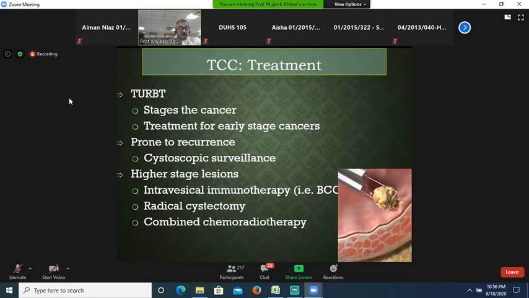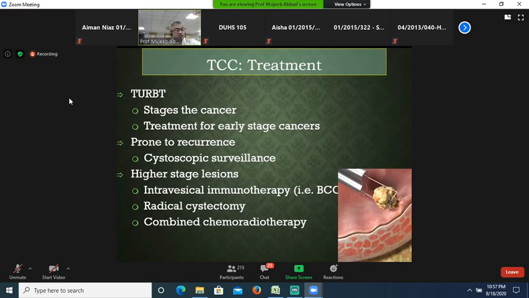It is notorious for coming back again and again. Cystoscopy surveillance, initially after removal, is every 3 to 4 months, then you go to 6 months and a yearly one. Intravesical immunotherapy is also available. I think one of the famous politicians used to have that one in England. Or radical cystectomy when the cancer has gone, according to its classification, beyond all layers of the bladder. And there are also combined chemoradiotherapy treatment options.